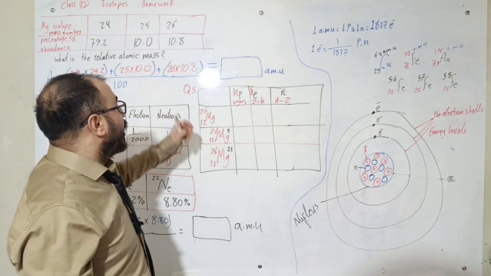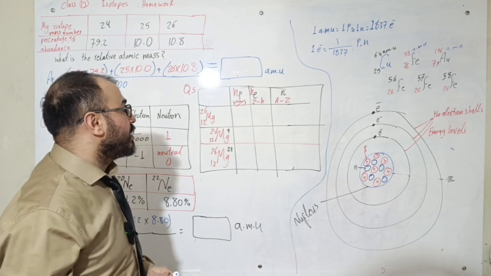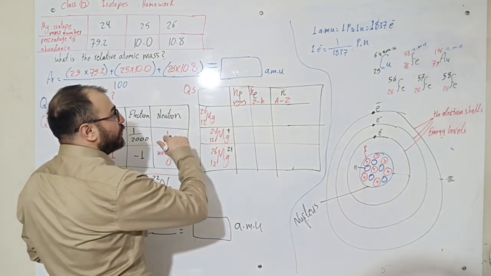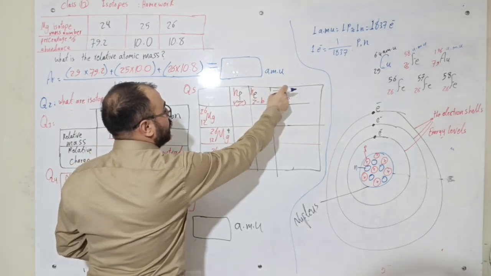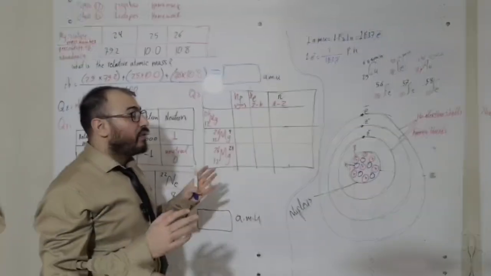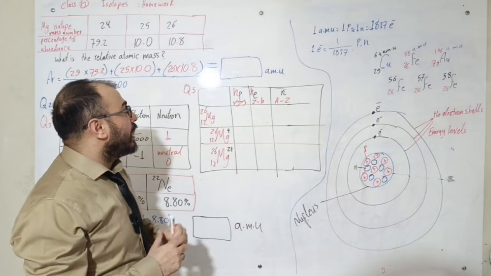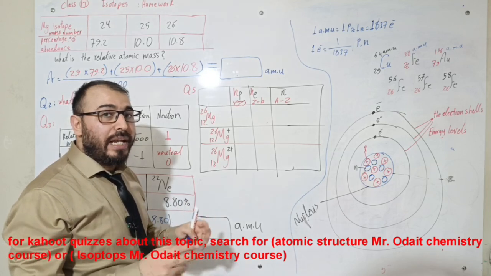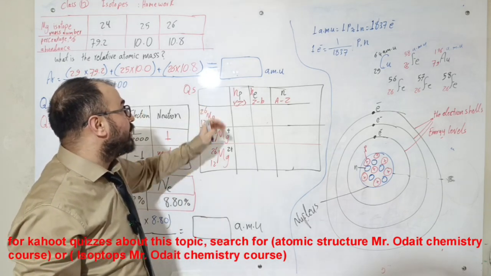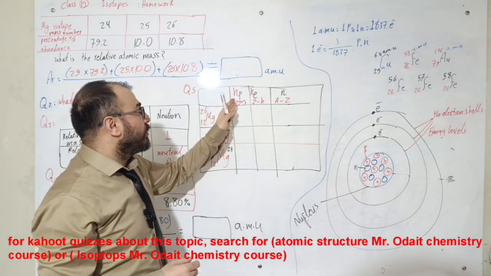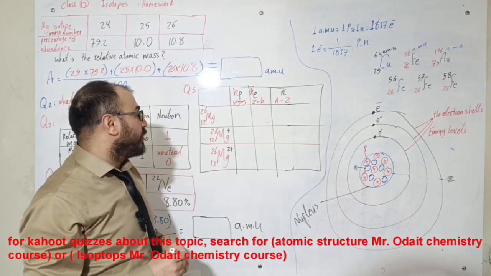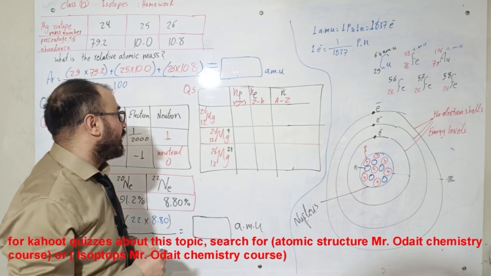Finally, my friends, we answered question number 5 and we finished this class. In question number 5, we need to calculate the number of protons, number of electrons, and number of neutrons. Before I answer this question, I would like to remind you that I have made 2 Kahoot games which are related to this topic, to calculate the number of protons, electrons, and neutrons inside every atom.